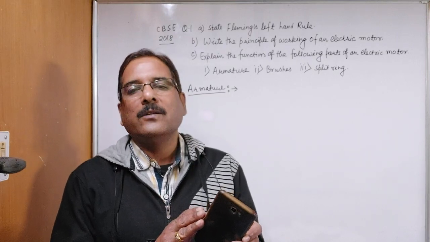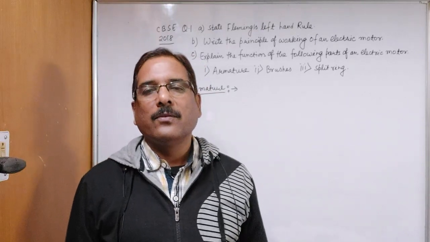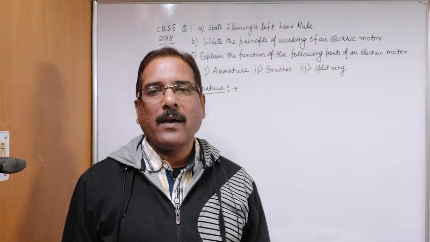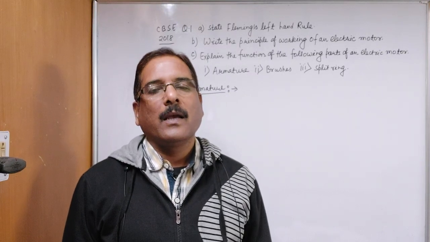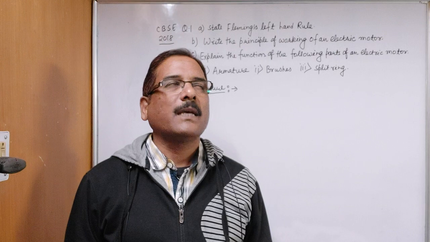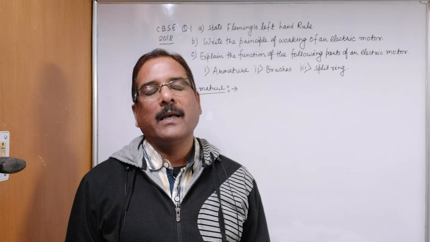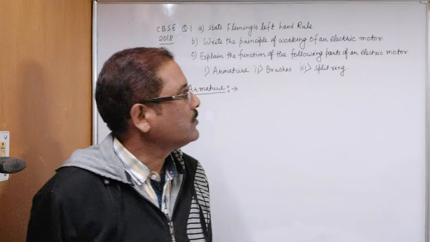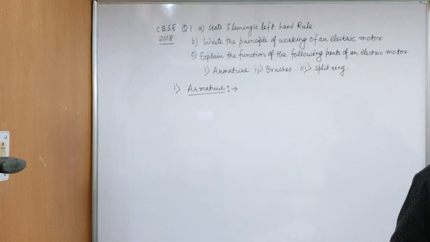When we pass current through the armature, it experiences a force, and due to this force it starts rotating, and ultimately it is connected with a shaft. So when the armature rotates, the shaft also rotates, and the shaft is connected with wheels, sometimes fans. So you can say that the electrical energy is converted into mechanical energy through the armature. So write about it, children. First, the armature.